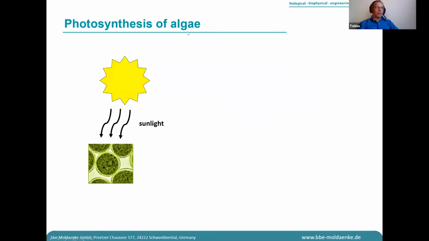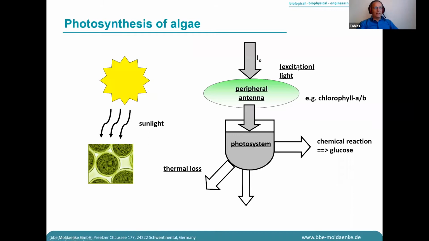What we are looking for is the photosynthesis of the algae. We have sunlight falling on the algae, and we have an excitation light that excites the peripheral antenna. And the photosystem, we know it from school, they want to grow, they make sugar out of that. There's a thermal loss, and we use the 1% of all energy at 858 and 658 nanometer, the fluorescence, for our instrument. That is the main situation we use.